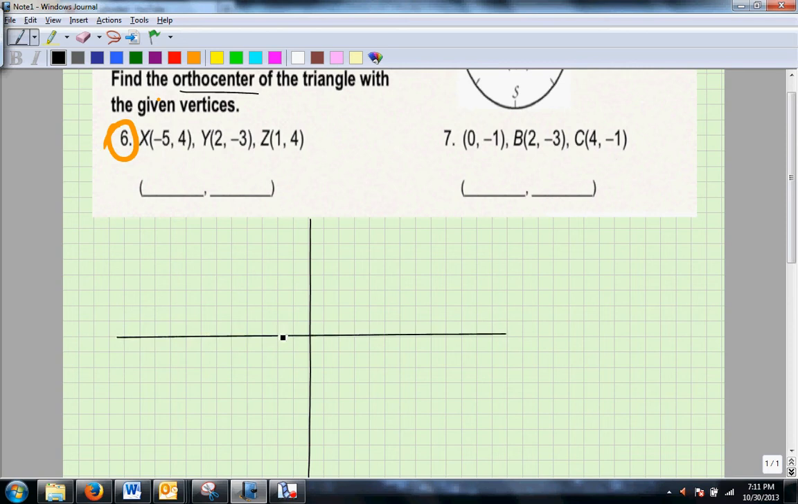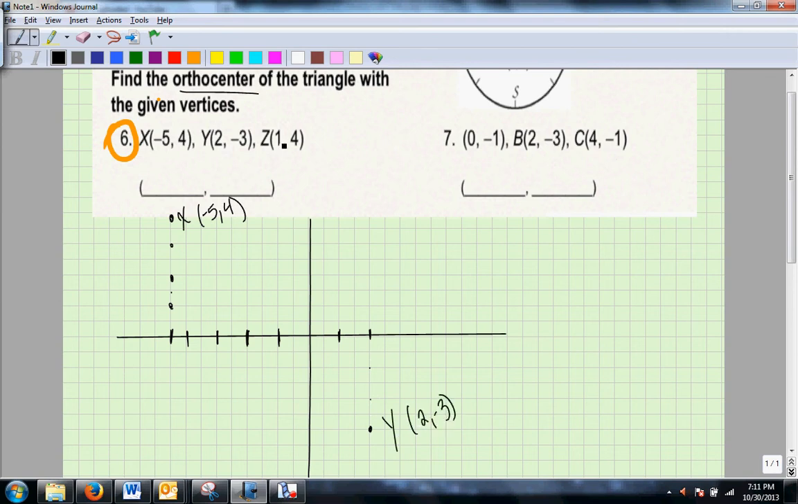So we have negative 5, I'm going to call that 1, 2, 3, 4, 5. So it's negative 5, and then we're going to go up 4. That's 1, 2, 3, and 4. So that's going to be our coordinate x, negative 5, positive 4. And then y is going to be positive 2, negative 3. So we'll call that 1, 2, and then negative 3, 1, 2, and 3. That's our y.